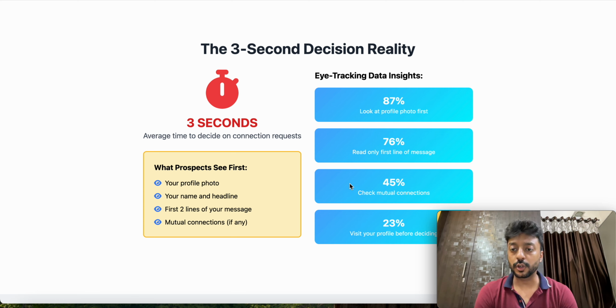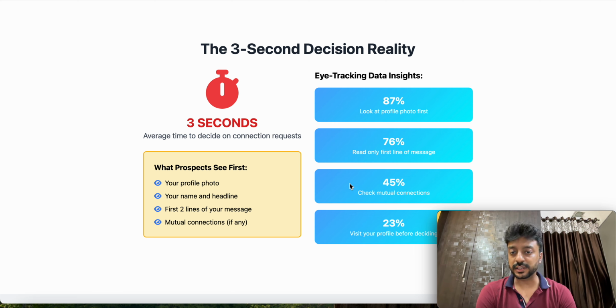Then what they look at is your headline. We have already covered the headline video as well, so if you have not watched it, go ahead and understand how you should be writing your headline according to your TG. Then 45% look at mutual connections. If you do not have any mutual connection between you and the other person, that is where they get skeptical. So it's always recommended to increase your network, so that you will have more second degree connections, and then you can close sales more easily, because when you have something in mutual, it establishes some trust.